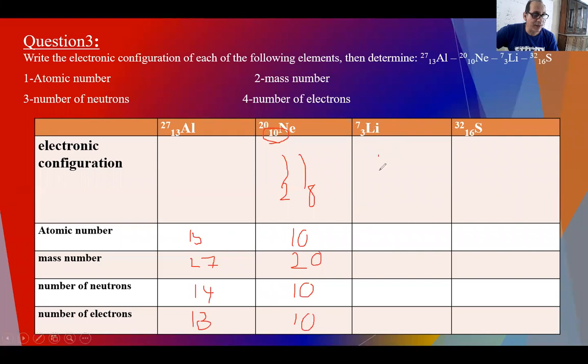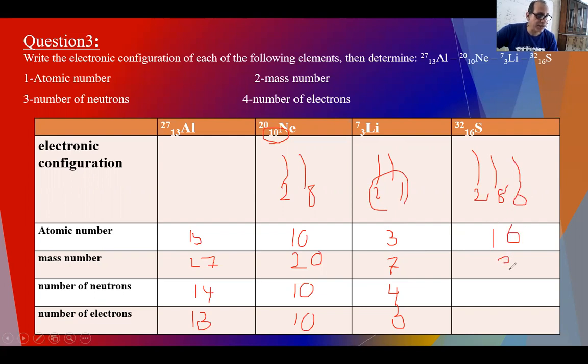Lithium 3, 2, 1. Atomic number 3, mass number 7. Neutrons 7 minus 3 equal 4. And electrons, the 3. S 16, 32, so 16 electrons, 2, 8, 6. Atomic number 16, mass number 32, number of neutrons 32 minus 16 equals 16, and also the number of electrons is 16.